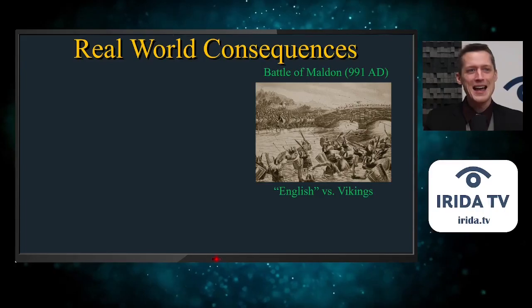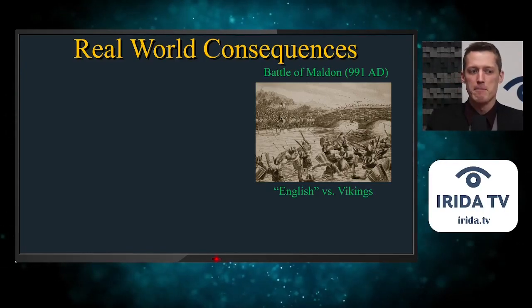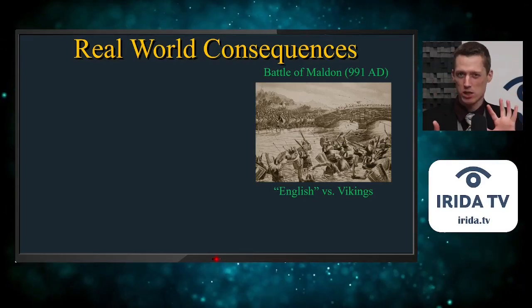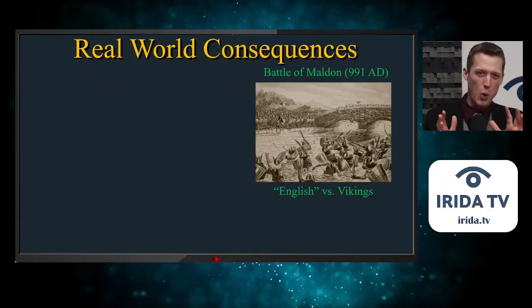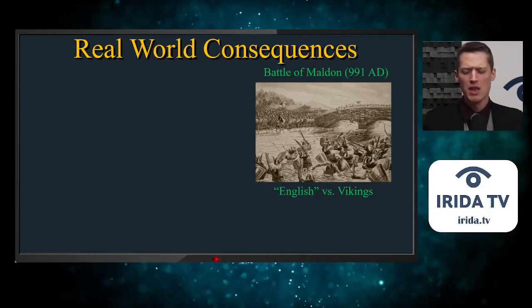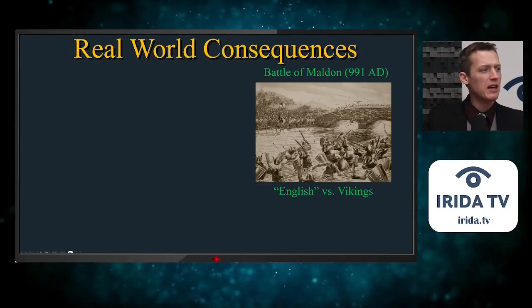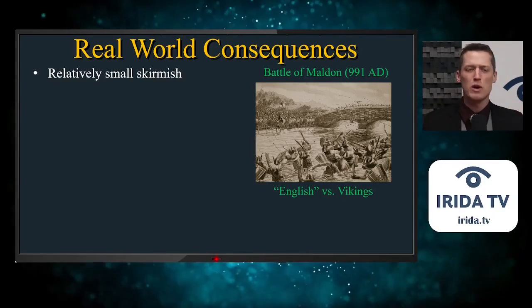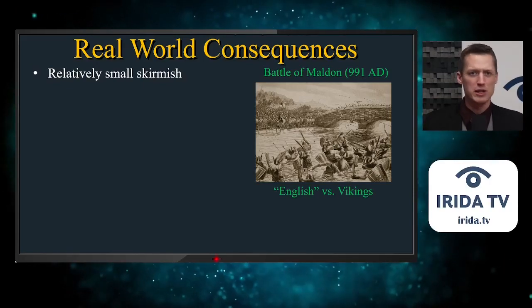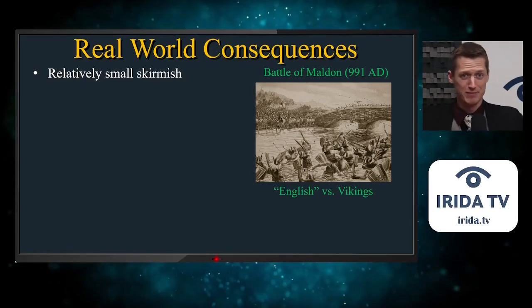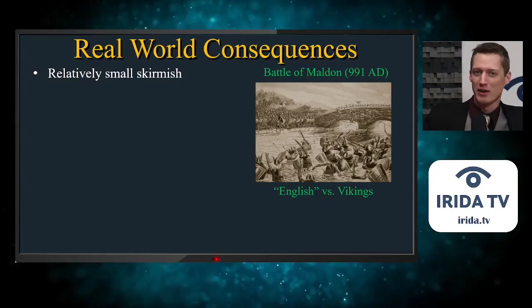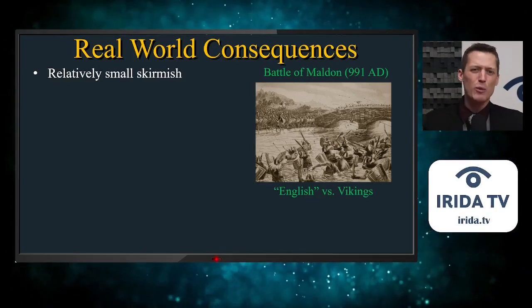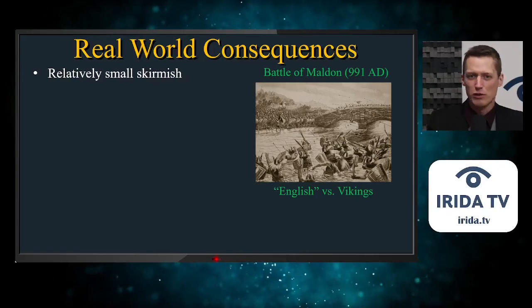So back in 991 AD, there was something called the Battle of Maldon. This is where the Vikings fought the English, and I have English in quotes here because in 991, it's sort of not quite England yet, kind of beginning to be like England. And this was a relatively small skirmish, right? I mean, it's been 100, 200 years now that the Vikings have been raiding and pillaging kind of everywhere, going all the way down to Constantinople and all the way over to Greenland and the Americas and everywhere. And in terms of what was at stake here, it was relatively small, regardless of who won the battle.